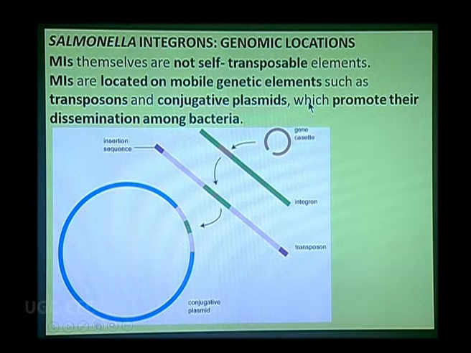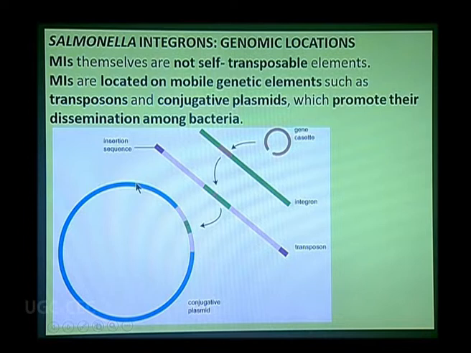They need the help of other mobile genetic elements to move from one position to another or from one cell to another. One scheme is like this. Say you have a gene cassette here containing the antibiotic resistance genes. Then it is getting incorporated within the integron. The integron in turn is getting incorporated within a transposon. And this transposon is then getting incorporated within a conjugative plasmid.